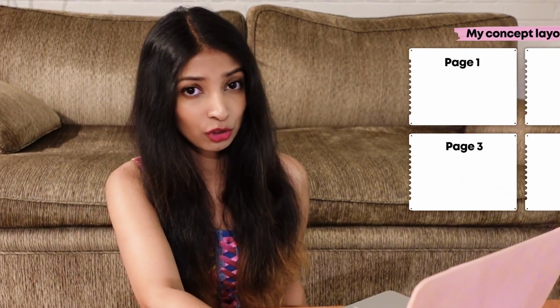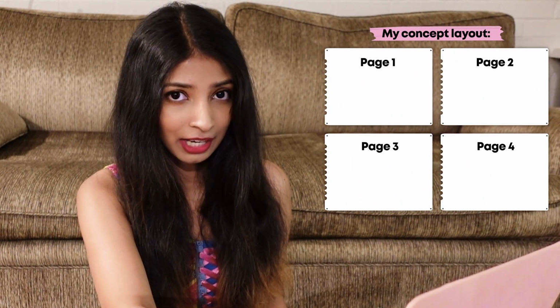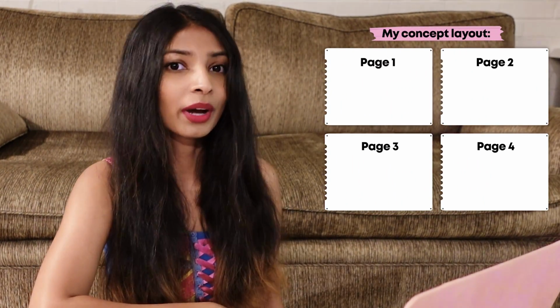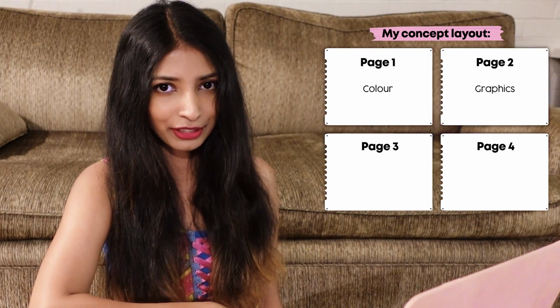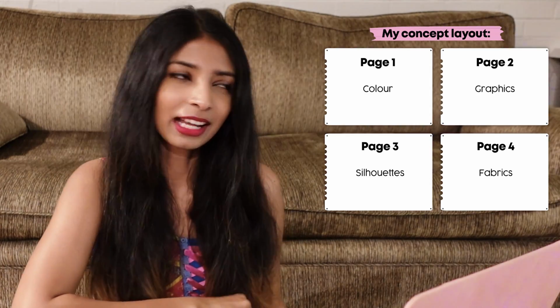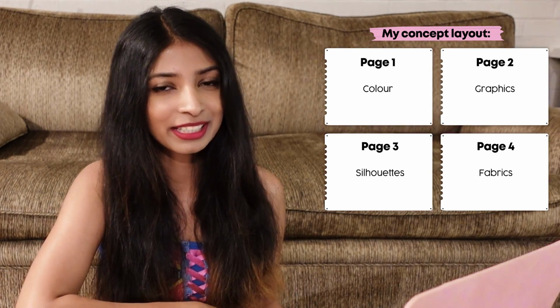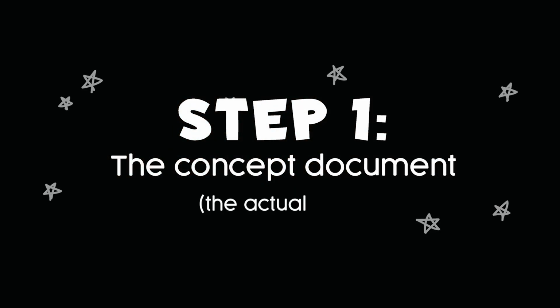A concept can be super detailed if you are working on large collections, or it can be just a few pages if you are working on a capsule collection. Since I'm creating just 6 to 7 garments for this project, I'm going to keep my concept just 4 pages long and divide it into sections like this. 1 page each for color, graphics, silhouettes, and fabrics. Now that the layout planning of my concept is done, let's get started with the actual work.